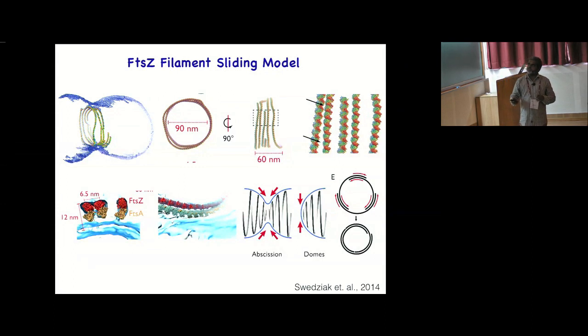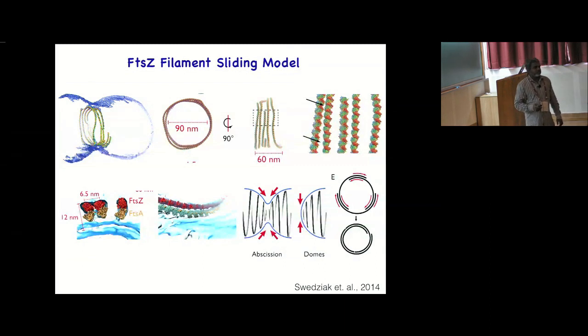But these may be late stages of division when the ring is there. So there are again 2 contradicting cryo-EM data that show full rings in liposomes as well as in bacteria, and again arcs, but this may be just differences in preparation and freezing procedures and everything.